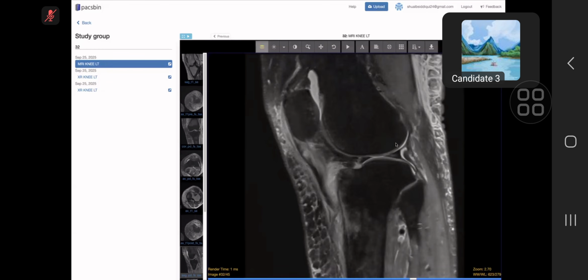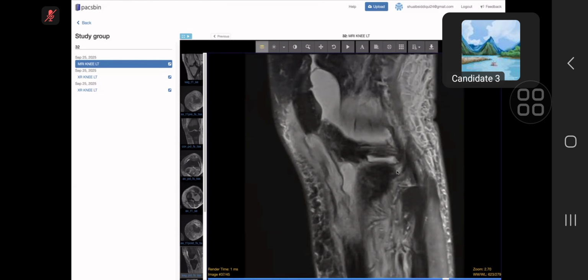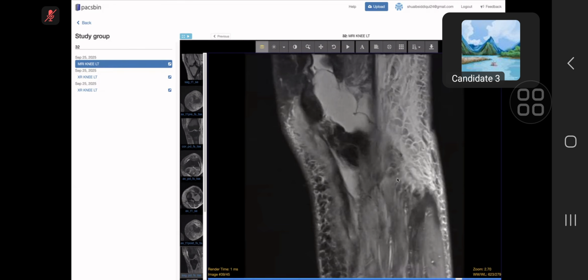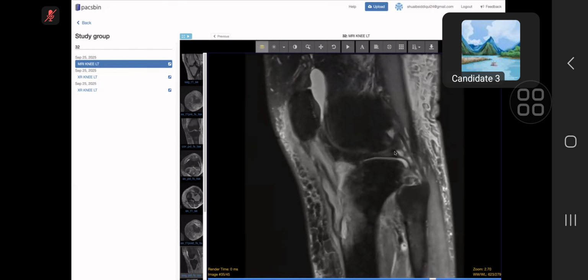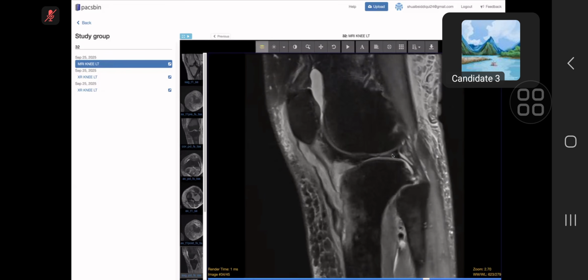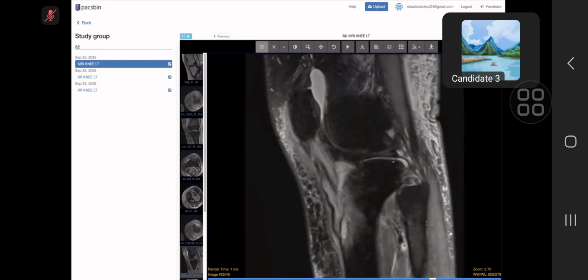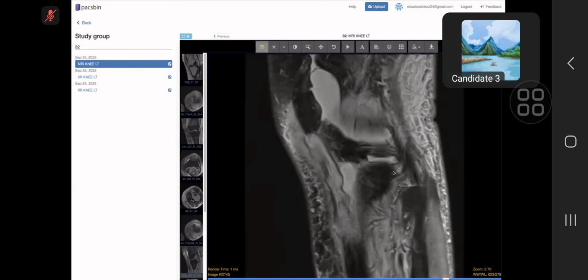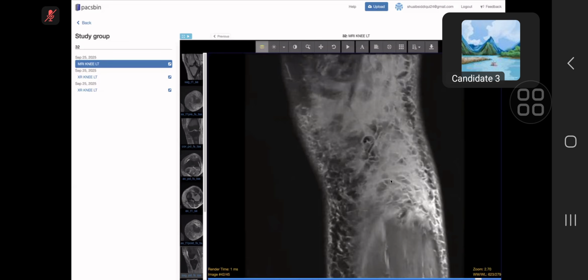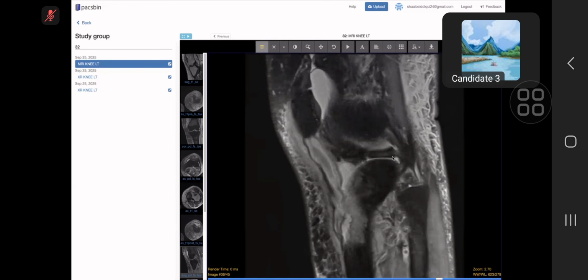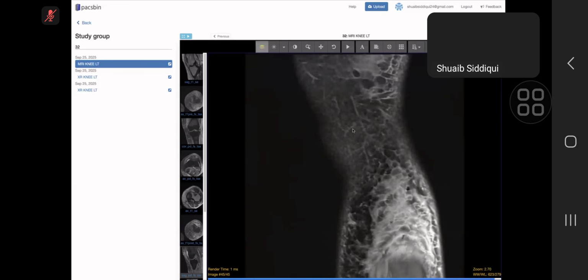It can be an infection which is tracking along, or I would like to take a history of trauma. It can be a secondary bursitis, or it can be tendinopathy. I would like to take a history if the patient is a known case of rheumatoid arthritis or has been a victim of trauma.